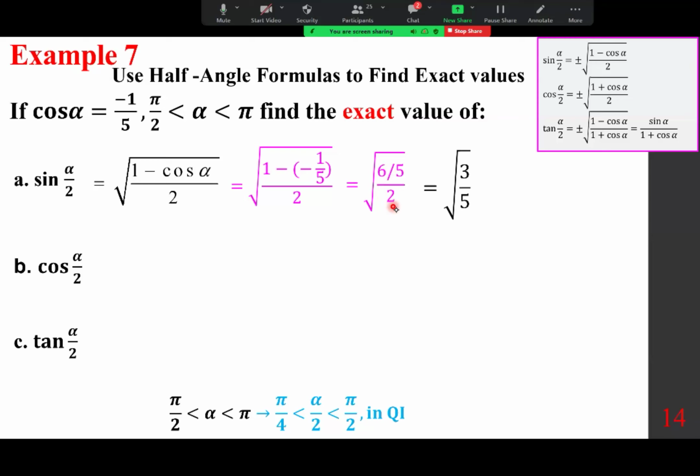And we rationalize by multiplying by 5 over 5. So this comes out as 5. This remains inside as square root of 50.